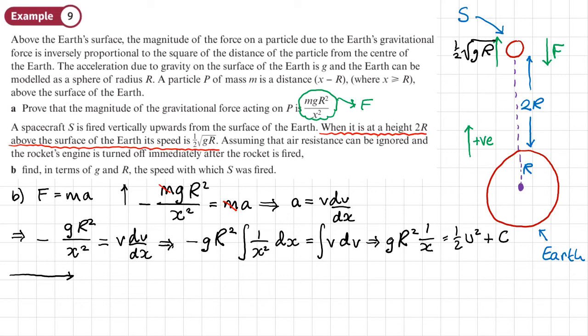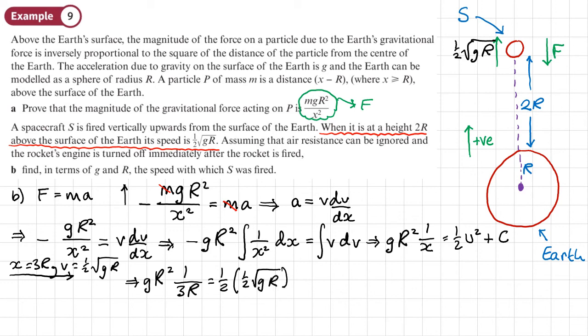So x is going to be the distance of the spacecraft from the centre of the Earth, 2r plus r, that's going to be 3r. And our velocity v is going to be half root gr. So we'll substitute those in and we'll end up with gr squared, 1 over x now becomes 1 over 3r, equal to half v squared, so that's half root gr squared, plus c.